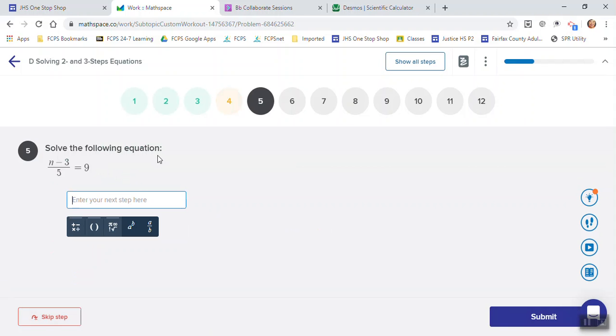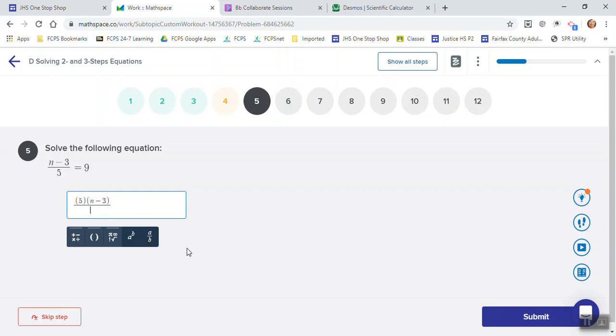Solve the following equation. You have the quantity 9n minus 3 over 5 equals 9, right? So the first step to solve this equation is to undo the denominator 5 here by multiplying by 5. So I can write 5 times n minus 3, divided by 5, right? Equals 9 multiplied by 5, right?